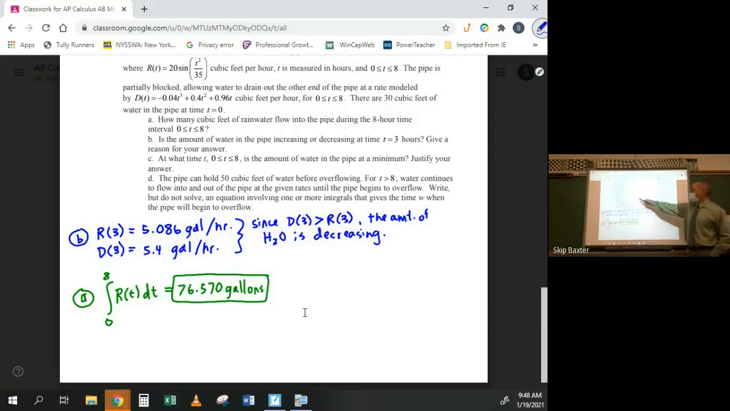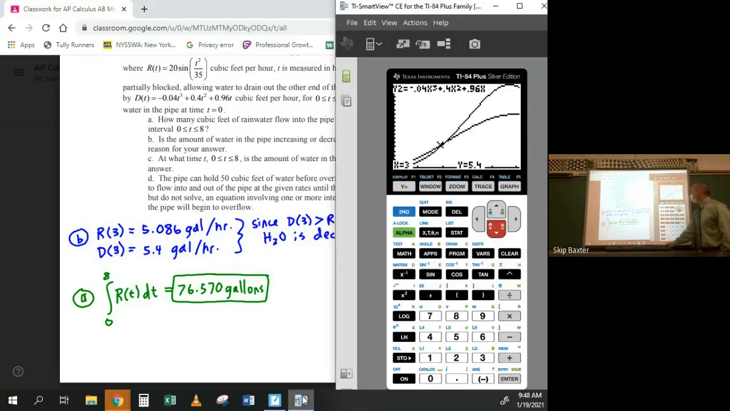Part C, at what time is the amount of water in the pipe at a minimum? Well, look at the picture. If you look at this picture, for a little while, the R function is less than the D function, right? This part, the R is below the D. But once you get over to here, the R is above the D, right? So what that means is water's flowing out faster than it's coming in on this section of the graph. And on this section of the graph, water's flowing in faster than it's going out.